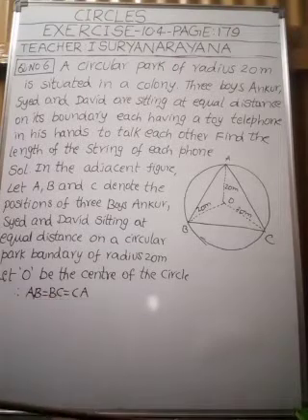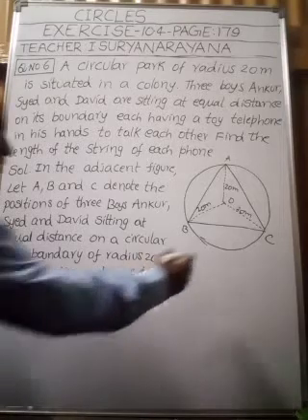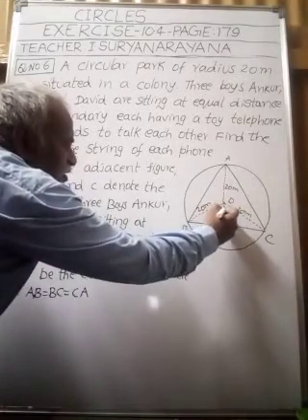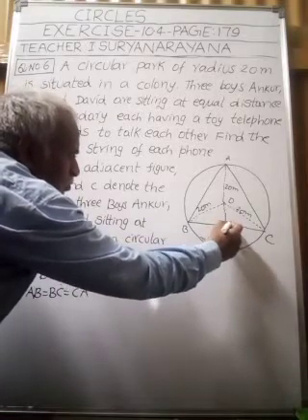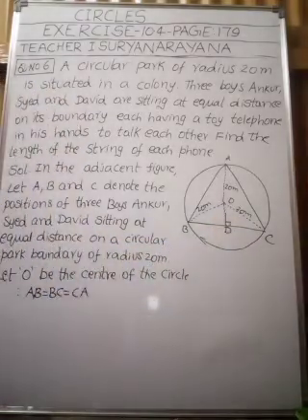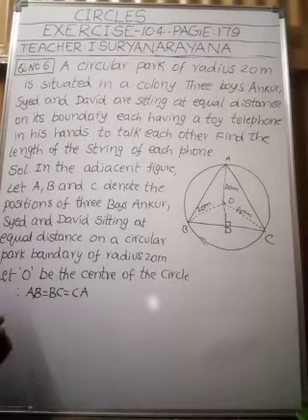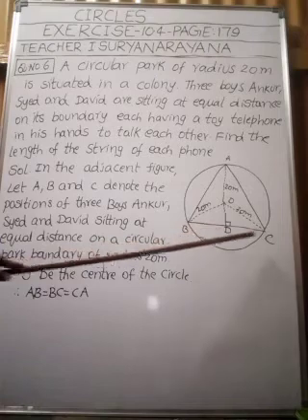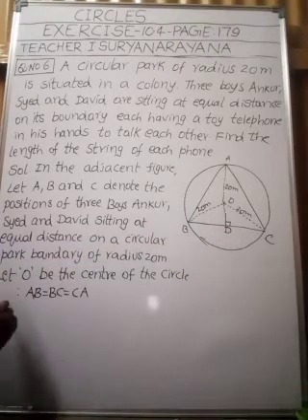Okay, my children. Right. Now, let us do the construction. Let us construct OD perpendicular to BC. Okay, my children. Before that, let us assume that this length BD is x. Okay, let us do the construction.